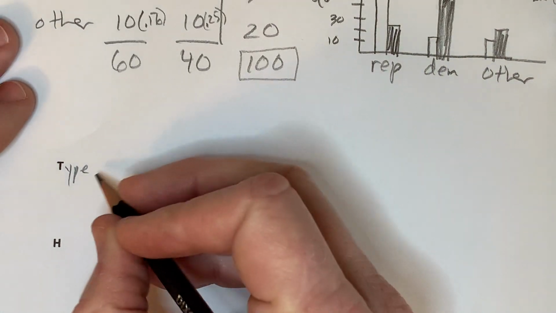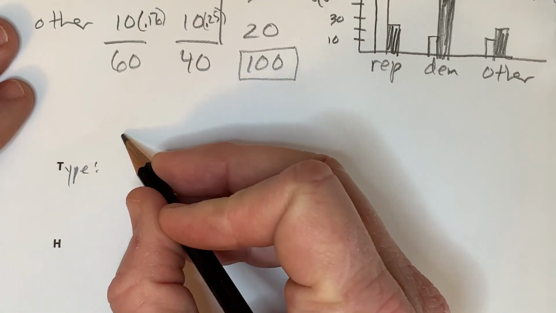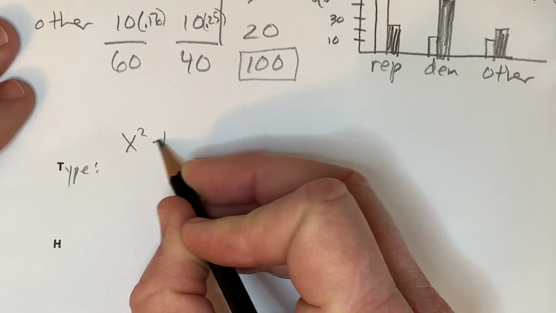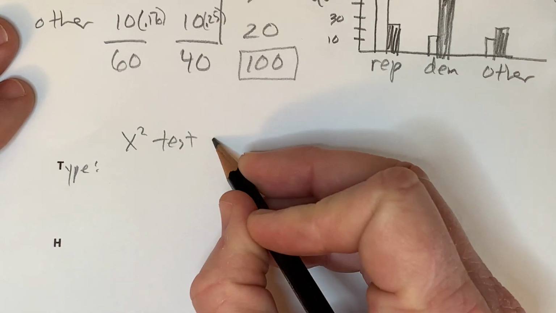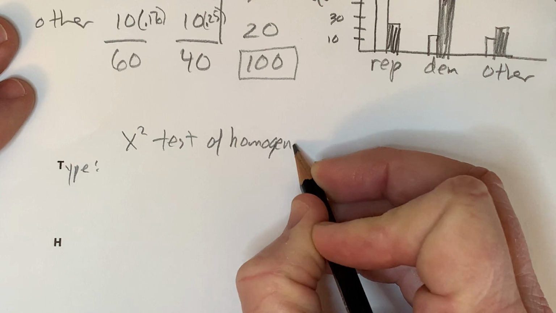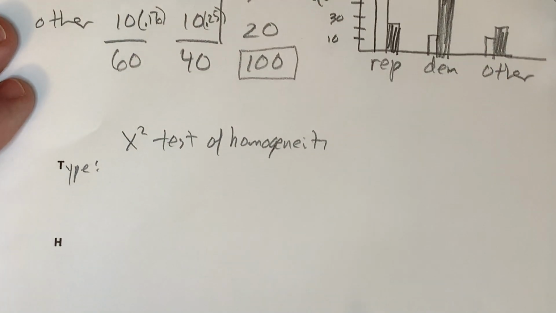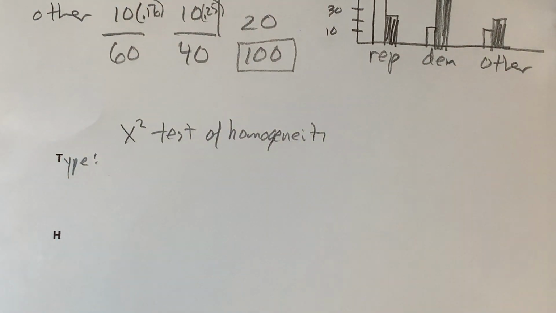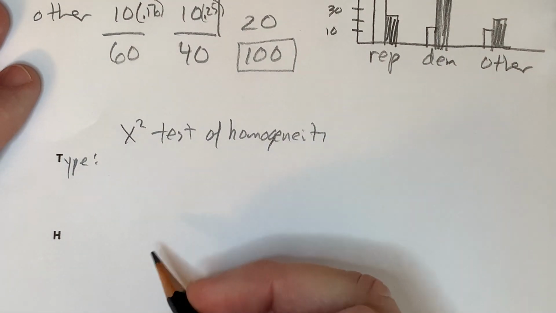So the type of inference that we're dealing with here will be a chi-squared test of homogeneity of populations, and you can just call that the chi-squared test of homogeneity. Just like that. And so you have to memorize the names in this chapter. They're a little bit complicated, but it's important that you do that.